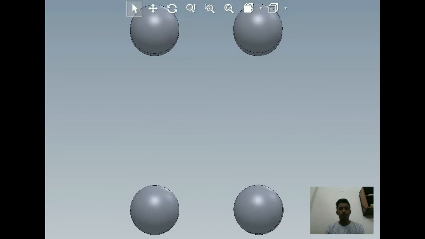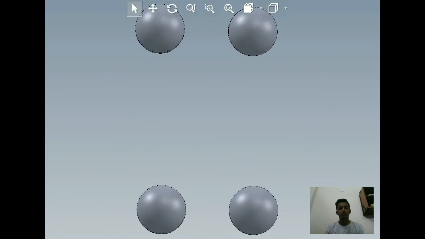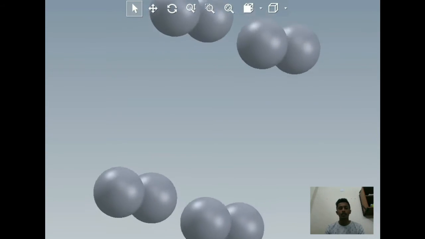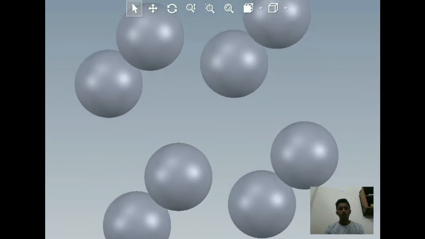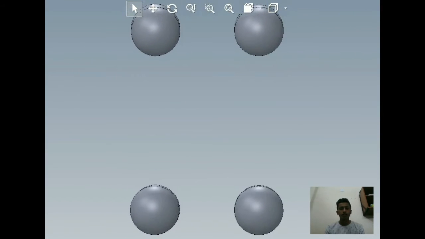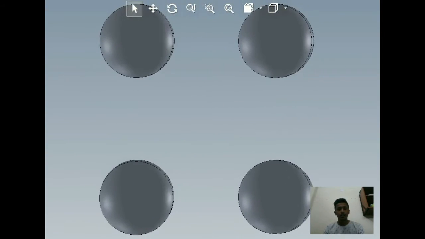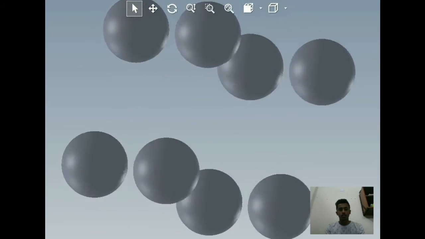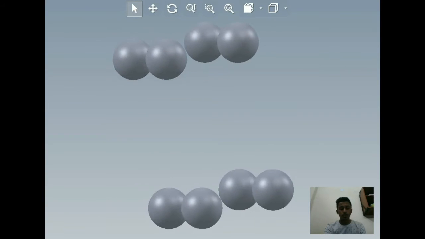There are 4 types of orthorhombic structures. Those are primitive orthorhombic, base-centered orthorhombic, body-centered orthorhombic, and face-centered orthorhombic. The one you're watching is just the primitive orthorhombic structure. As you can see, the sides are of different lengths, and the angle between each axis is 90 degrees. So this is called the primitive orthorhombic structure.